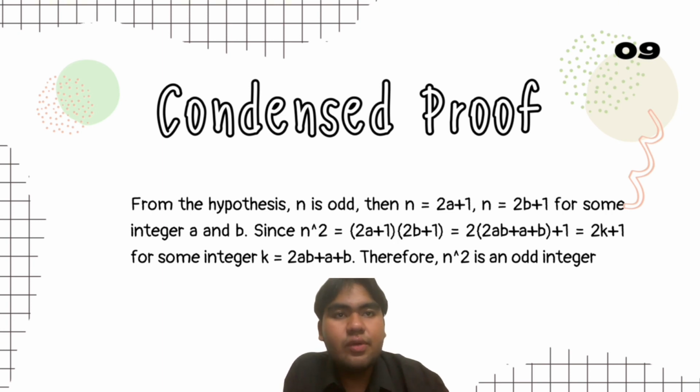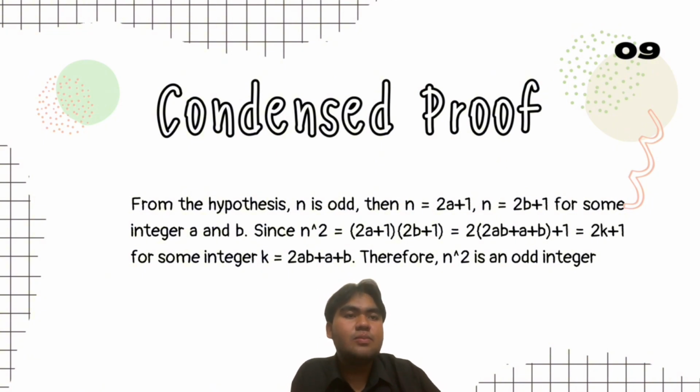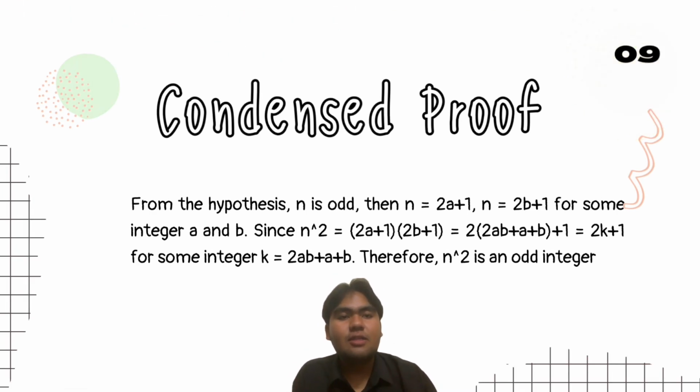Since n squared equals (2a plus 1) times (2b plus 1), which equals 2 times (2ab plus a plus b) plus 1, which equals 2k plus 1 for some integer k, where k equals 2ab plus a plus b. Therefore, n squared is an odd integer. So I will pass to the next person.